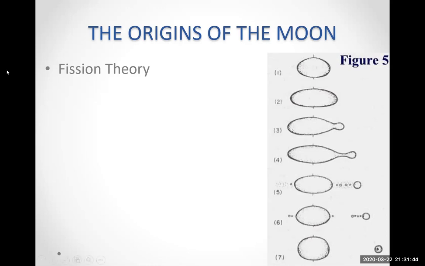And like you see in this picture here, you'll notice that we have a giant blob of material, and that blob undergoes elongation, and there's a little bit of a bulb that protrudes off the right-hand side, and it eventually detaches from the central object and then coalesces, or as we'll call it, accretes into a single object, forming here in figure 7, the Earth and the moon.